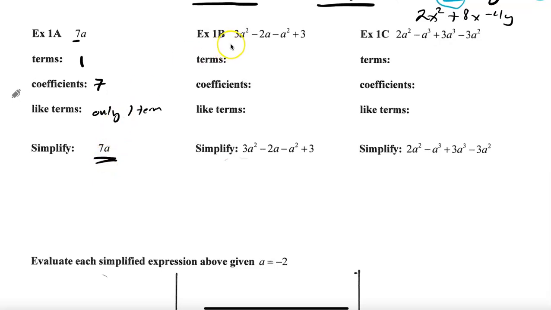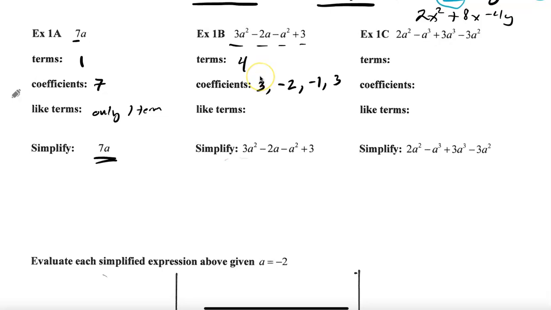Okay, next one. Terms, I see 1, 2, 3, 4, right? These are all separate terms. So 4 terms. Coefficients, well, the a cubed has a 3. A squared has a 3, I should say. Then we have -2, -1, and 3.